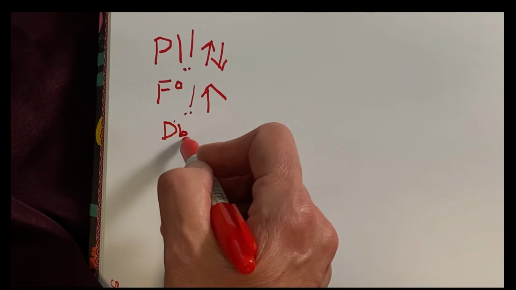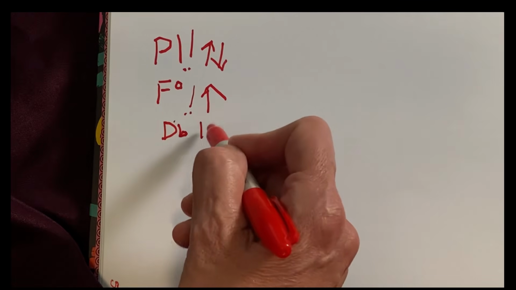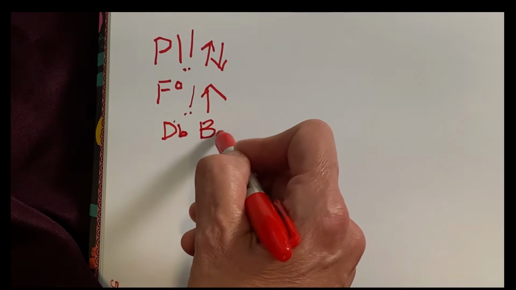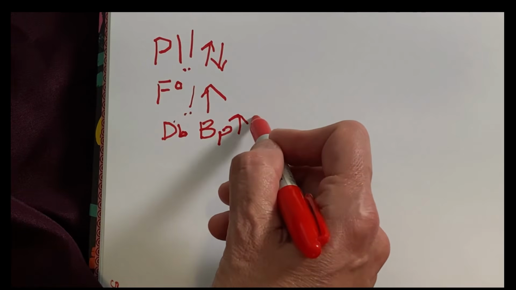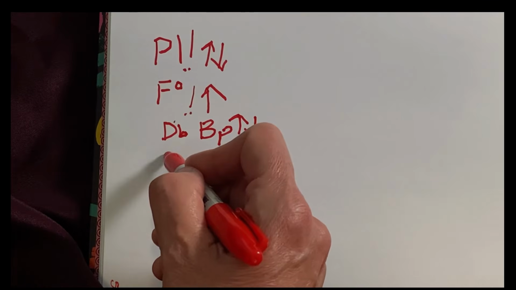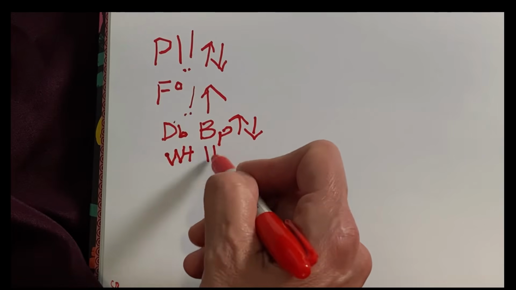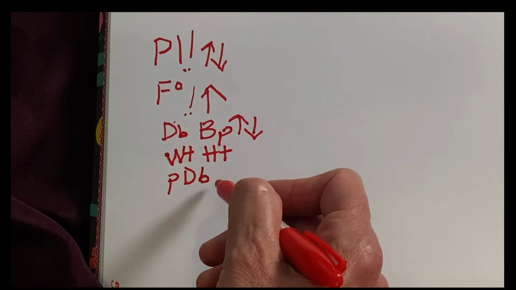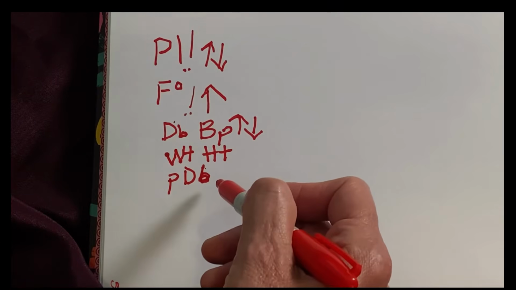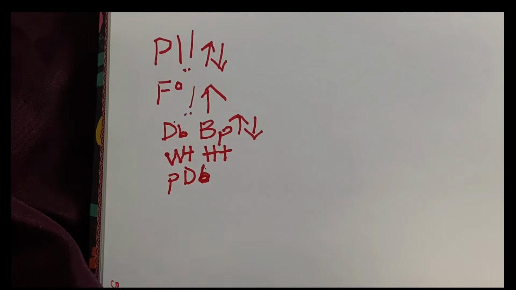D with a small b, diabetes. Capital B with a small p, blood pressure, high blood pressure, low blood pressure. And you could also use abbreviations that people already know, like weight, height, a small p with a capital D and a lowercase b, pre-diabetes. This is a bit hard to do because I'm looking through a camera and then looking at my list of symbols, so forgive me if it's a little delayed.